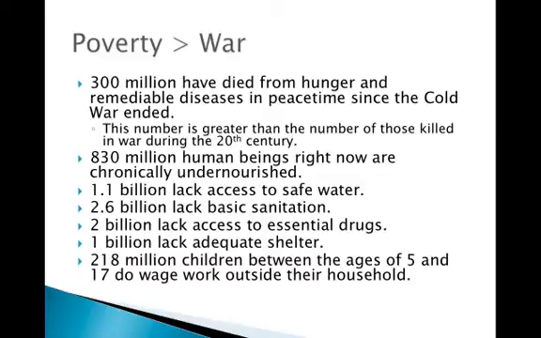Okay, lastly, 218 million children between the ages of 5 and 17 do wage work outside of their household. Between the ages of 5 and 17. 5 is a very young age to be working. We thought in America that it was an advancement, it was progress, when thanks to labor laws, we work Monday through Friday, 9 to 5. We get weekends off. Kids below a certain age aren't forced to work in factories for 12 hours a day in incredibly dangerous conditions. We thought that was an advance. It was progress. That's one reason America is great.